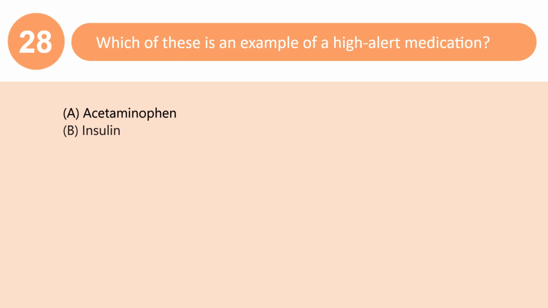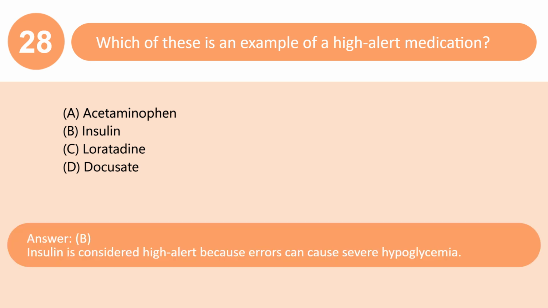Which of these is an example of a high-alert medication? A. Acetaminophen. B. Insulin. C. Loratadine. D. Docusate. Answer B. Insulin is considered high alert because errors can cause severe hypoglycemia.